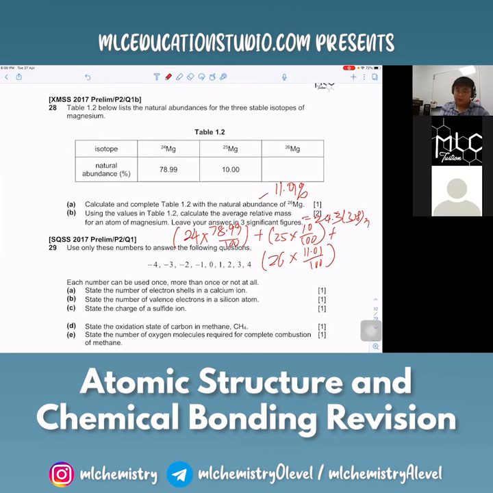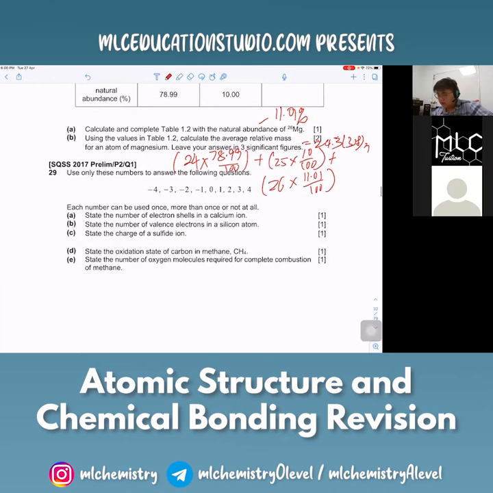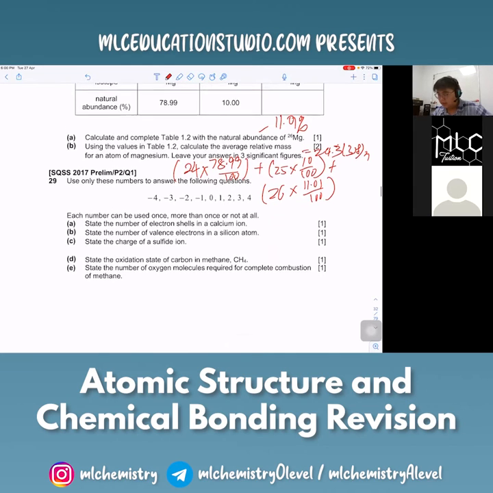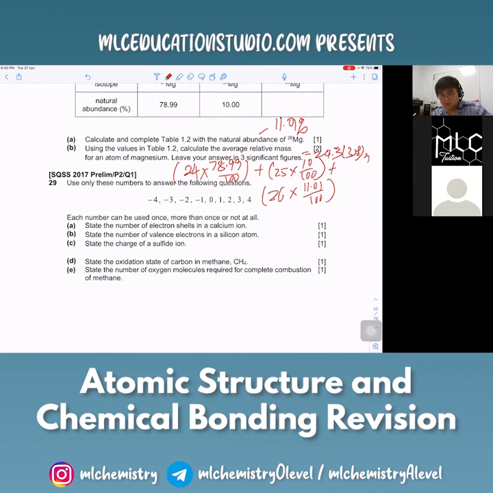Have you done 29? What's the answer? I don't know how to do D and E for 29. Okay, A, B, C, what's the answer? A is 4, B is 3, C is -2. Okay, like that only.